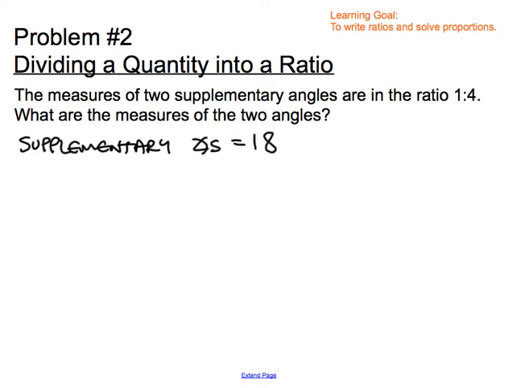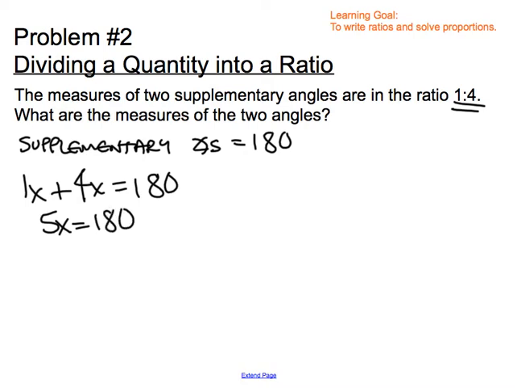So we have two angles that add up to 180 degrees. We have one angle that has one part and another angle that has 4 parts. So in this case, I'm going to say 1 part of x plus 4 parts of x equals 180. So again, in this case, the 1 and the 4 come from the ratio. So if we combine like terms, we get 5x equals 180.